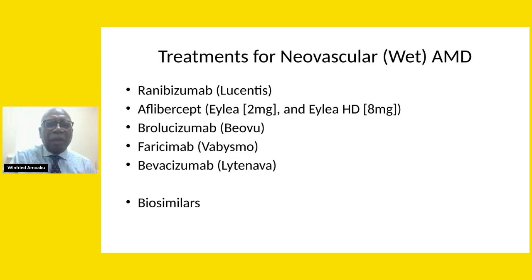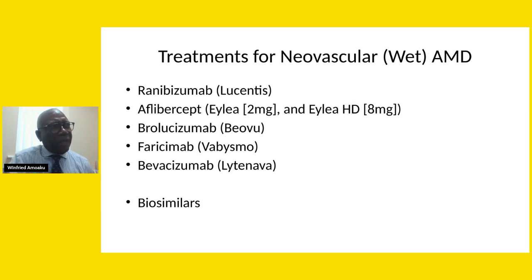These anti-VEGFs, as we call them, include ranibizumab or Lucentis, aflibercept or Eylea. It's important to know there are two doses of Eylea. The original dose of Eylea was 2 milligrams, but there's what is now called Eylea HD, which is 8 milligrams. Then we have another one called brolucizumab or Beovu. Then you have faricimab, which is Vabysmo. And then you have bevacizumab, the licensed form of which is called Lytenava. And then we have biosimilars.